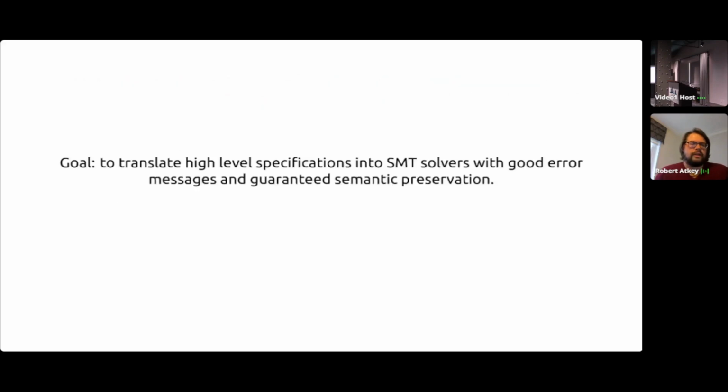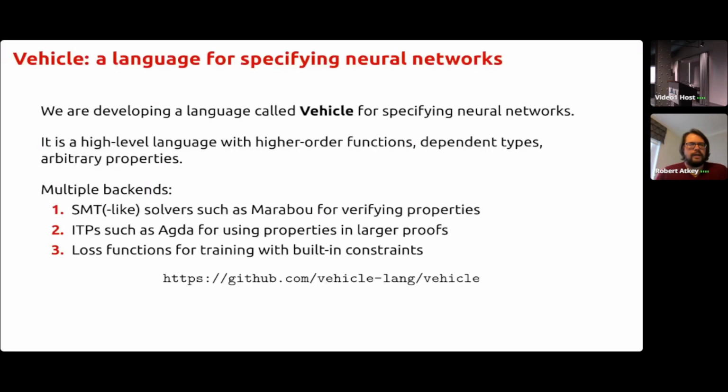So the goal of this work is to translate high-level specifications to SMT solvers with good error messages and guaranteed semantic preservation. So really our motivation is a language we're developing called Vehicle for specifying neural networks. It's a high-level language with higher-order functions and dependent types, and allows you to write arbitrary properties.